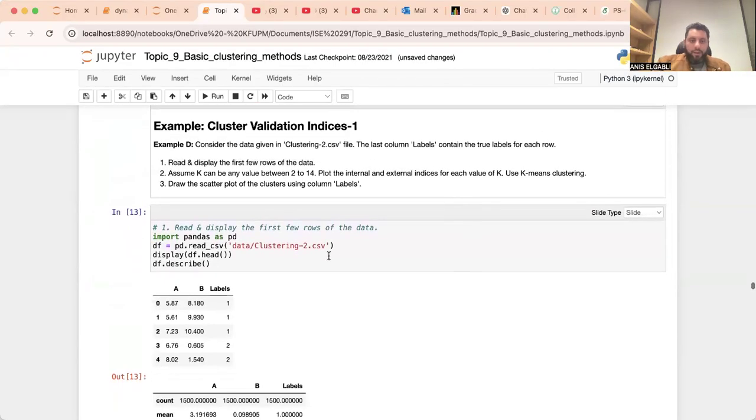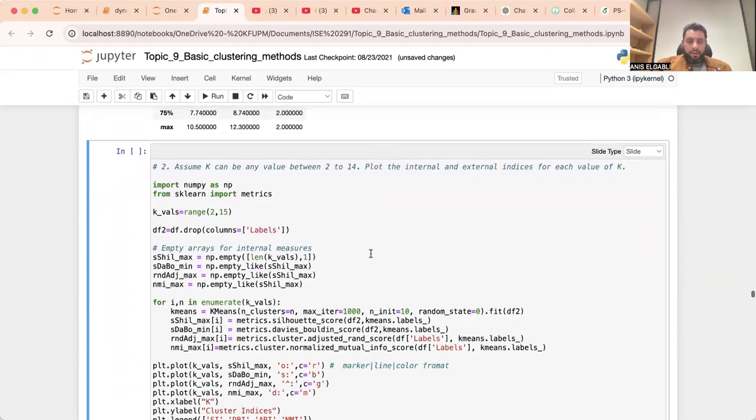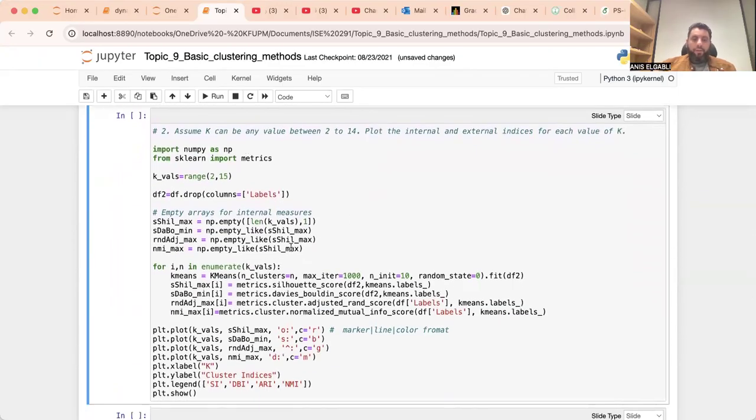Okay, so we loaded the data. Here we have two features and the actual label. So what are we doing here? We're going to choose K to go from 2 to 15: 2, 3, 4, and so on. So we have 13 choices for the total number of clusters.